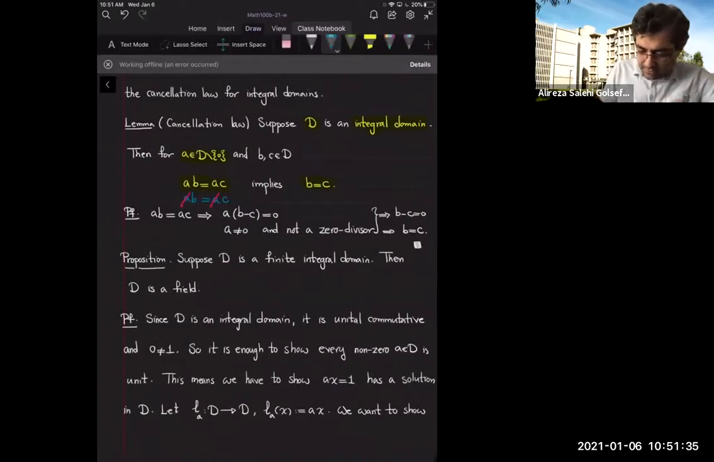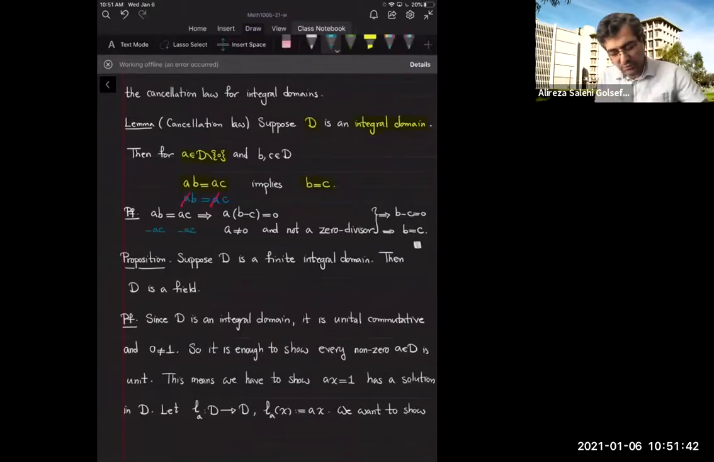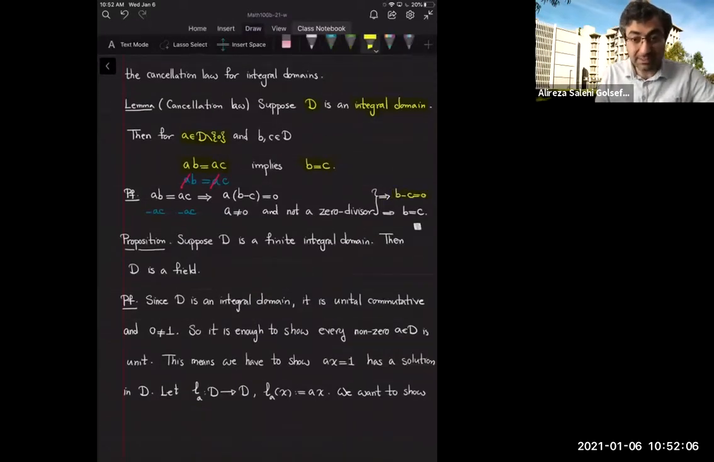It's a simple algebra. So we subtract AC, or we add a negative AC to both sides. We deduce that AB minus AC is 0. Then we use distribution law and factor out A. We deduce that A times (B minus C) is 0. A is not 0. A is not a zero divisor, so I cannot multiply A by something non-zero and get 0. That means B minus C should be 0, which is the same as saying that B is C, and that's exactly what we wanted to show. So cancellation law is an important property of integral domains. In fact, one can show that a non-trivial ring is an integral domain if and only if it satisfies the cancellation law. And the other direction, I leave it for you to prove.